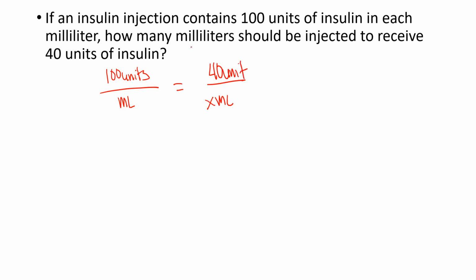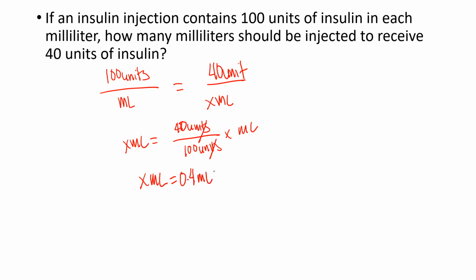Okay, simply rearranging the problem will yield x ml is 40 units over 100 units times 1 ml. So these two cancel out and you will get 0.4 ml of injection. As in any problem, the main importance of our ratio and proportion is to establish the relationships between the units first.